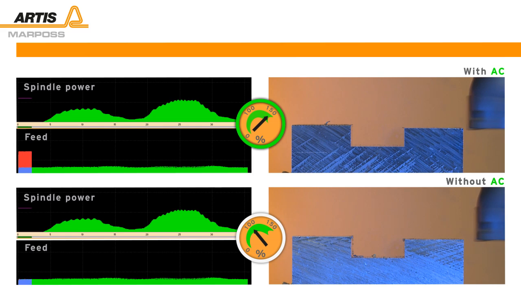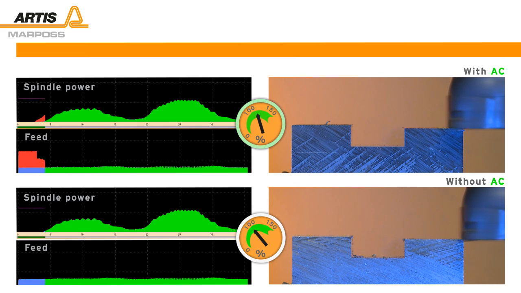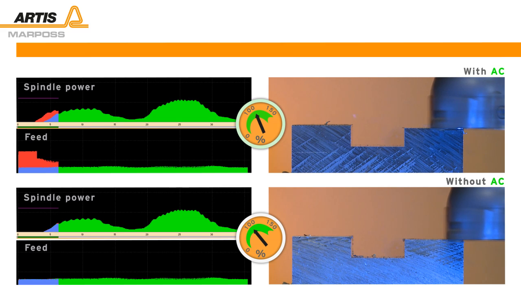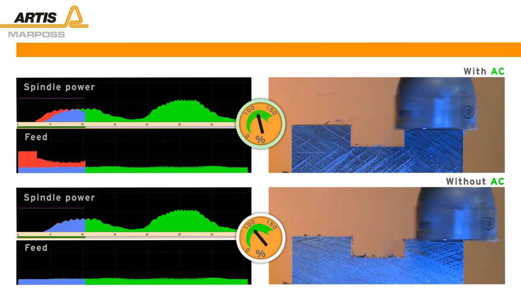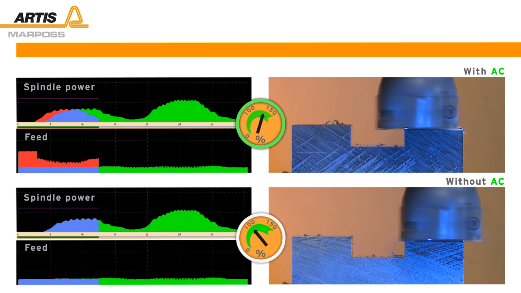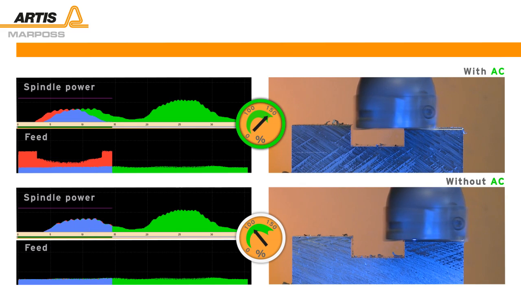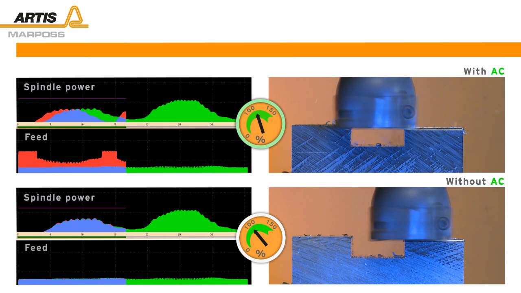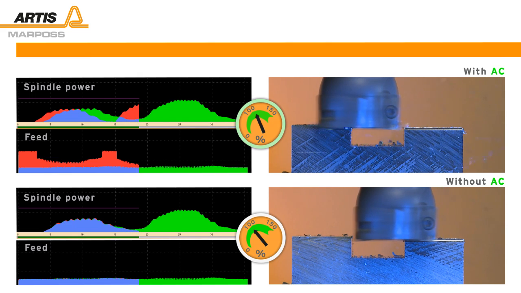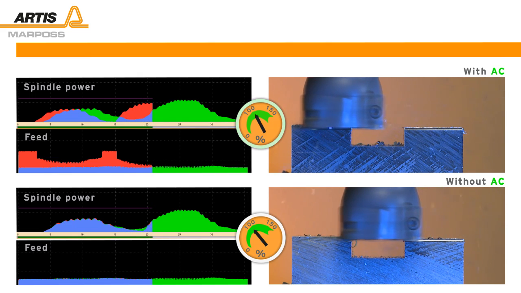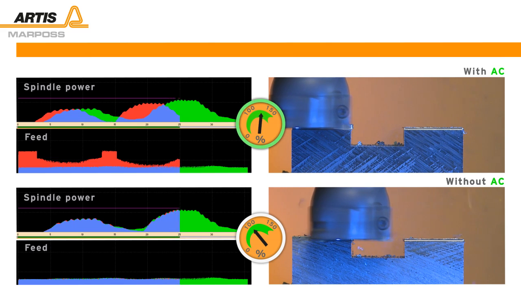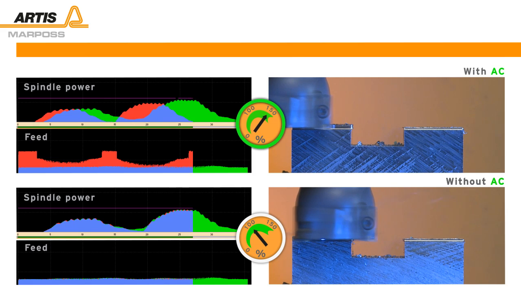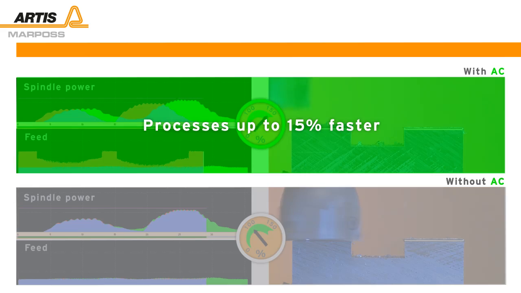The system increases the feed as soon as it recognizes power reserves, for example at the beginning and the end of a process or in idling. The feed is reduced immediately on material contact. In doing so, processes can be shortened verifiably by 15%.